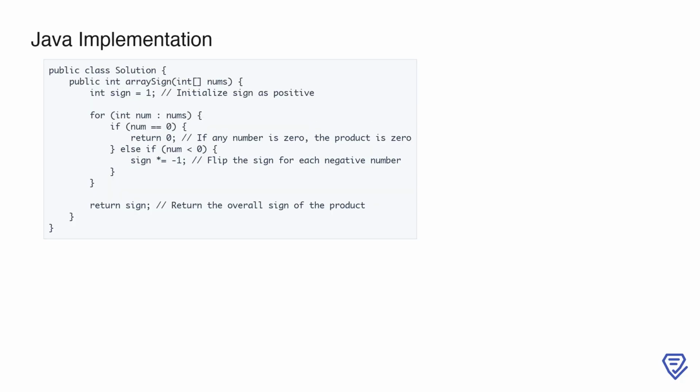This is the Java implementation of LeetCode problem number 1822, sign of the product of an array. The logic mirrors the Python implementation. The array sign method iterates through the array, checks for zeros, and flips the sign for negative numbers. Key differences include the use of Java's enhanced for loop and type declarations for variables. The method directly returns the sign of the product without calculating the product explicitly, ensuring efficiency.